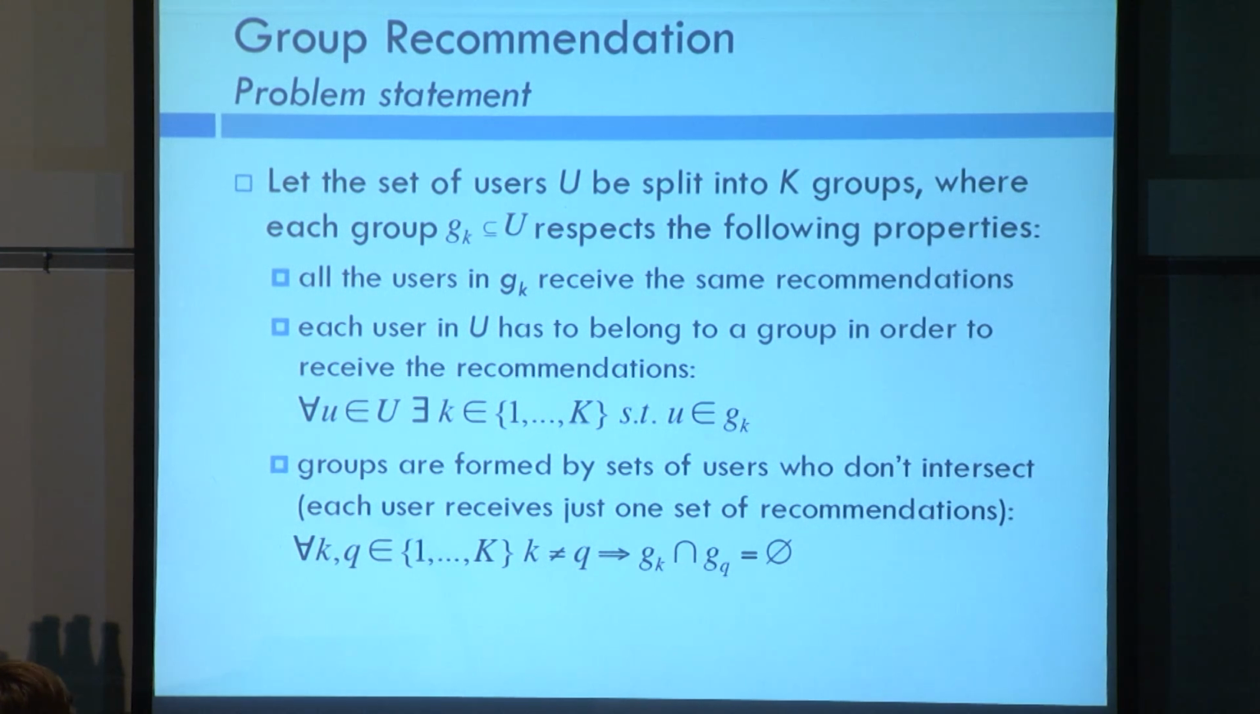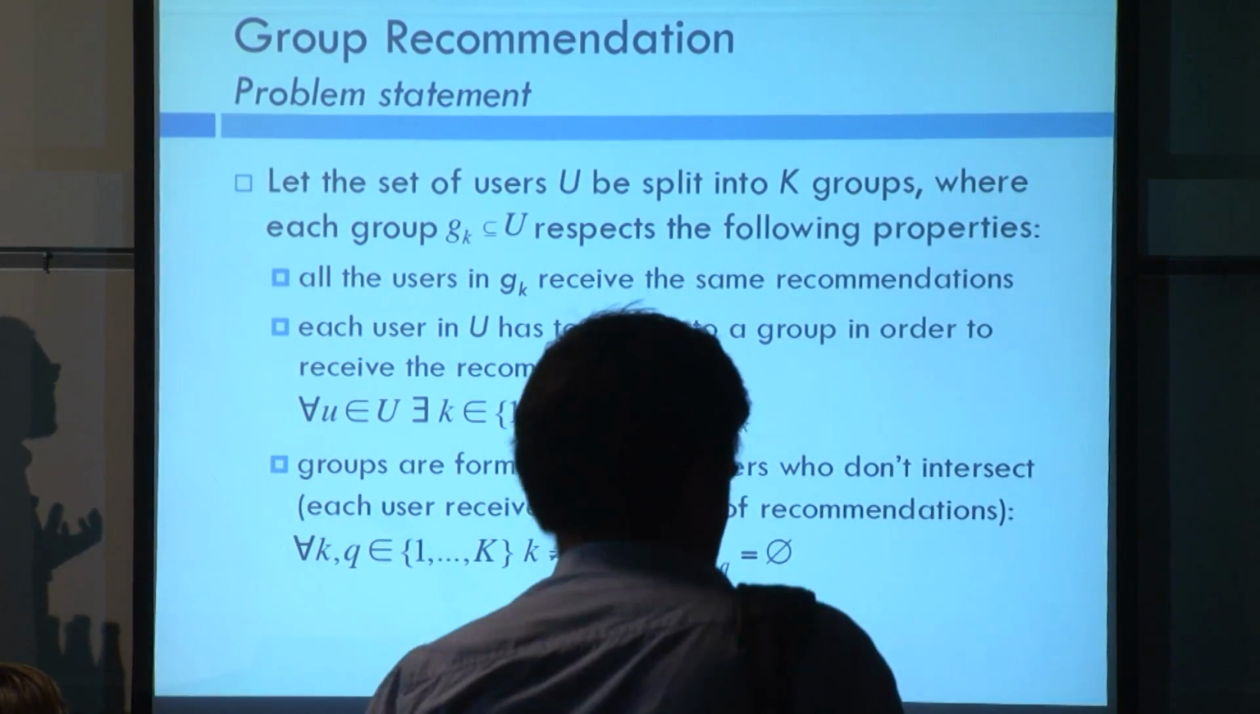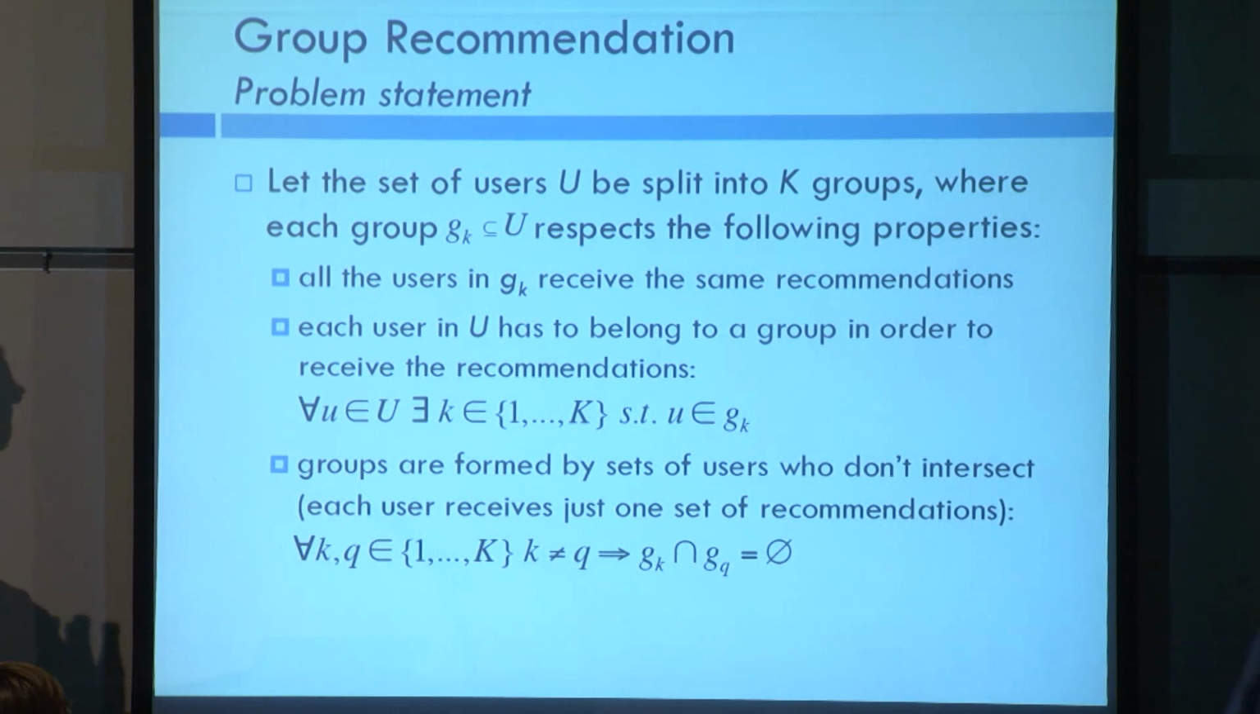When we deal with a group recommender system, we consider the fact that a set of users is split into K groups. And each group usually respects some properties. So all the users in a group receive the same recommendations. In general, all the users belong to a group, so that every user can receive a recommendation. And in general, groups do not intersect. This will avoid that each user would receive multiple recommendation lists.